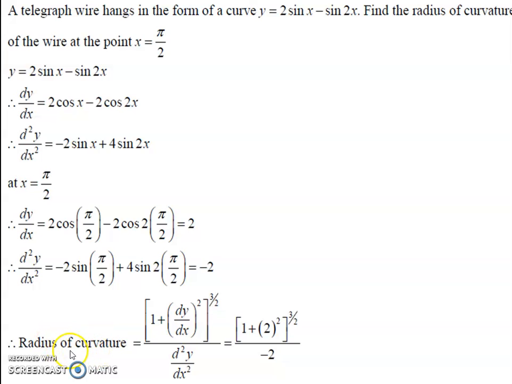We have to put the value of radius of curvature: 1 plus dy by dx bracket square, 3 by 2, upon d square y upon dx square. Value of dy by dx is 2. Value of d square y upon dx square is minus 2. So it is the final answer of the radius of curvature. If you simplify, you derive 1 plus 2 square is 5 raised to 3 by 2 upon minus 2.